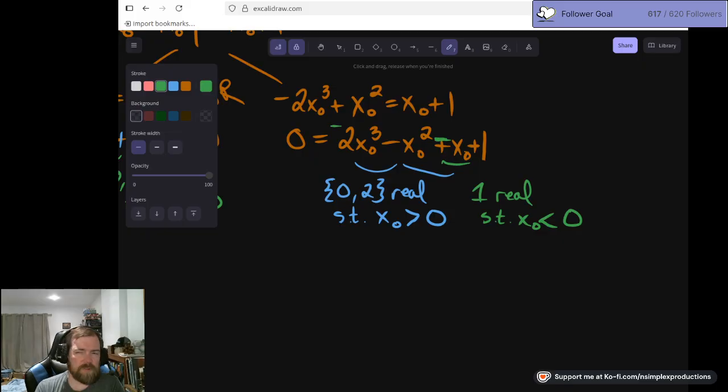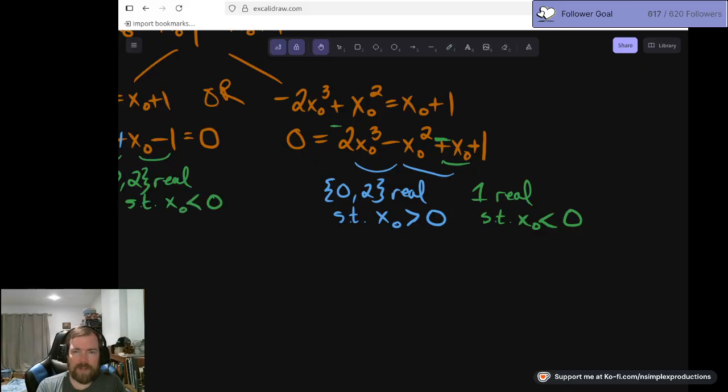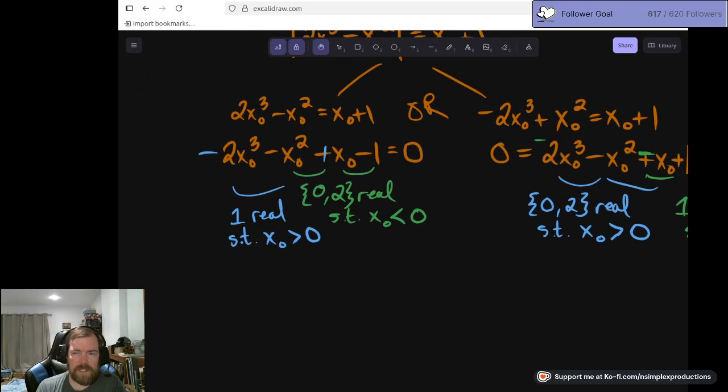Shouldn't really be a surprise here. In every case, the maximum number of zeros has to add up to be the degree of the polynomial. So in this case, it has to add up to 3 at most.